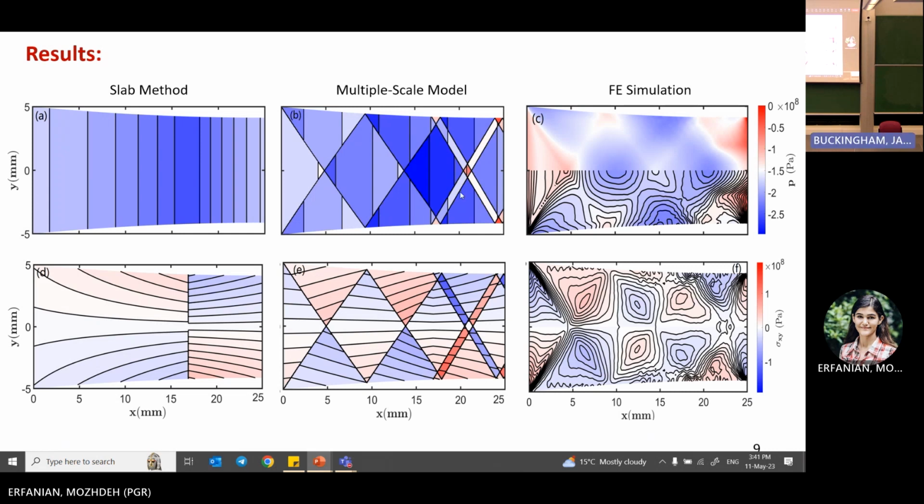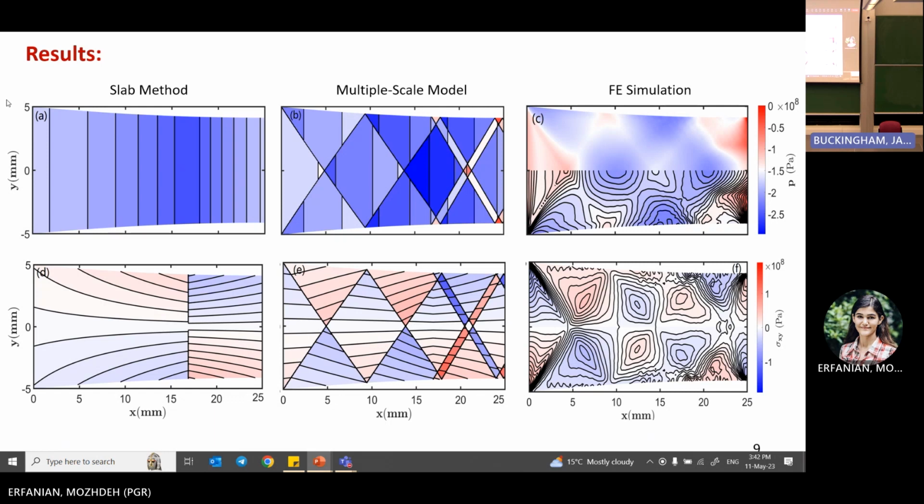So let me explain what you are looking at. The top row is the pressure distribution and the bottom row is the shear stress distribution. Again, the sheet enters the roll gap from the left, goes between two white rollers, and then exits from the right. So we have the leading order solution, the leading order plus a first order correction, and finally a finite element simulation to compare the results with.